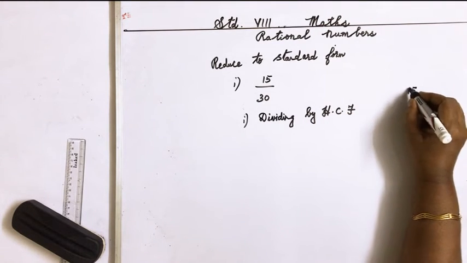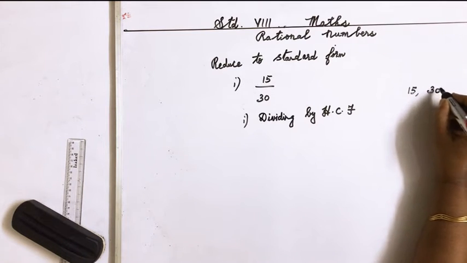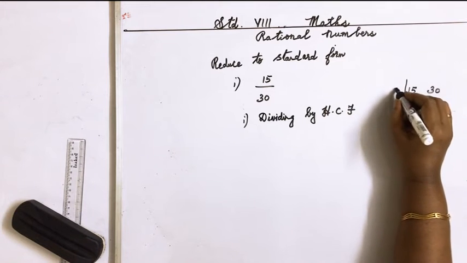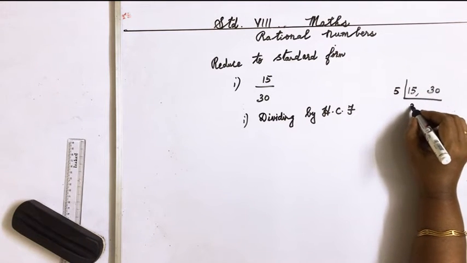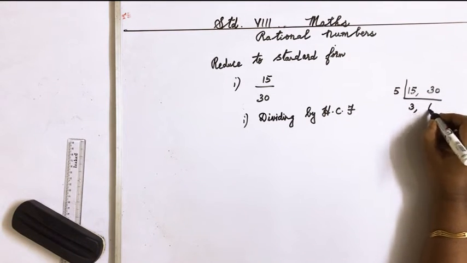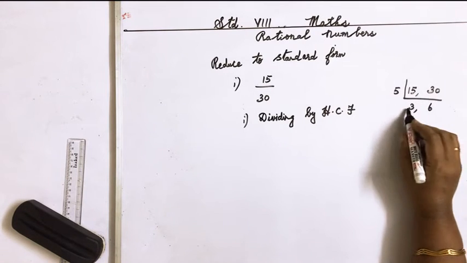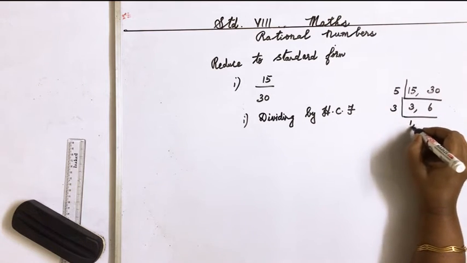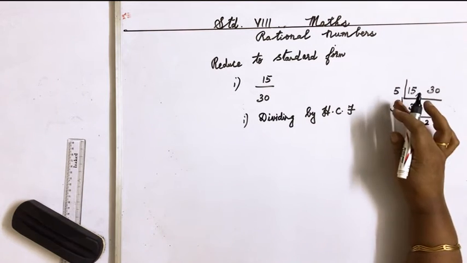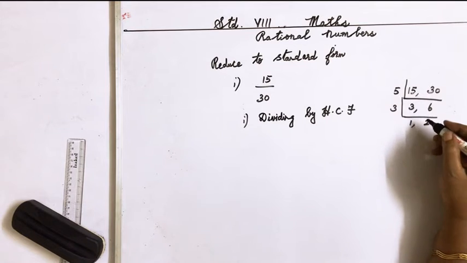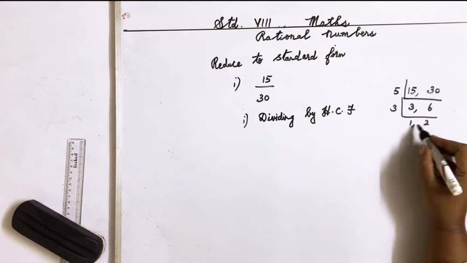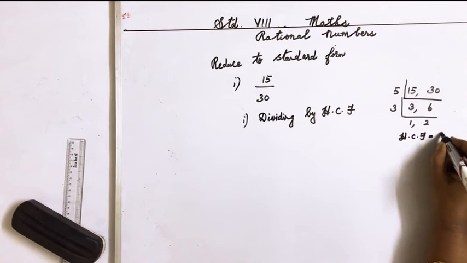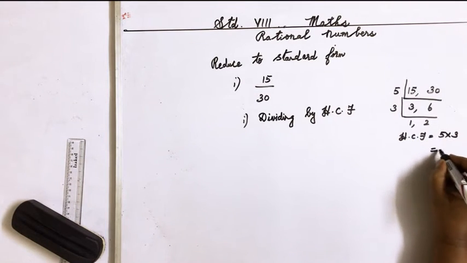Let us find out the HCF of 15 and 30. Both are divisible by 5 table. So divide by 5. 3 5s are 15. 6 5s are 30. Again both the numbers are divisible by 3 table. So 1 3 is 3. 2 3s are 6. Here we have to divide only by the prime numbers. We cannot divide because there is no common factor here. So HCF is 5 into 3, that is 15.